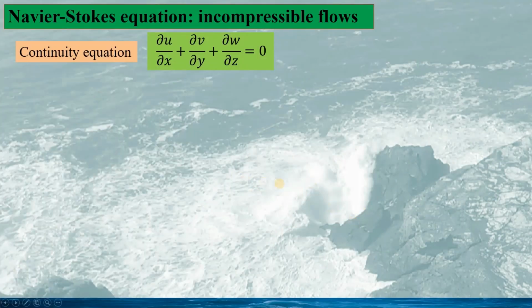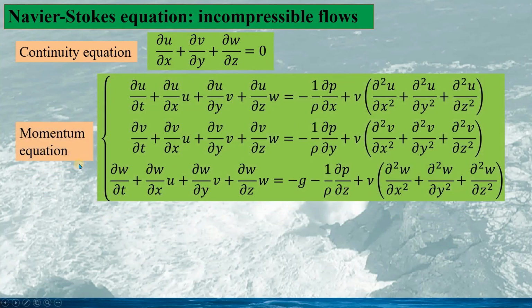For fluid dynamics, the Navier-Stokes equation is the universal governing equation. Here, we look at the problem of incompressible flows. For such flows, the continuity equation would be given as this. And we also have the momentum equations in the x direction, y direction, and z direction for the velocity components u, v, and w.